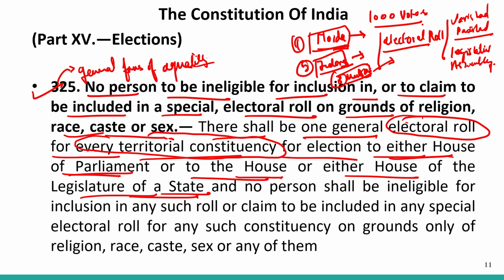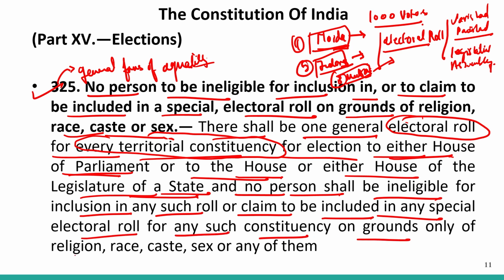One important thing we have to remember here is that once the electoral roll is created, no person shall be ineligible for inclusion in any such roll, or claim to be included in any special electoral roll for any such constituency, on grounds only of religion, race, caste, sex, or any of them. Meaning that there cannot be a special electoral roll for a special class or special religion. Everybody shall be treated equally, and everybody will have to follow whatever has been mentioned under the electoral roll itself.